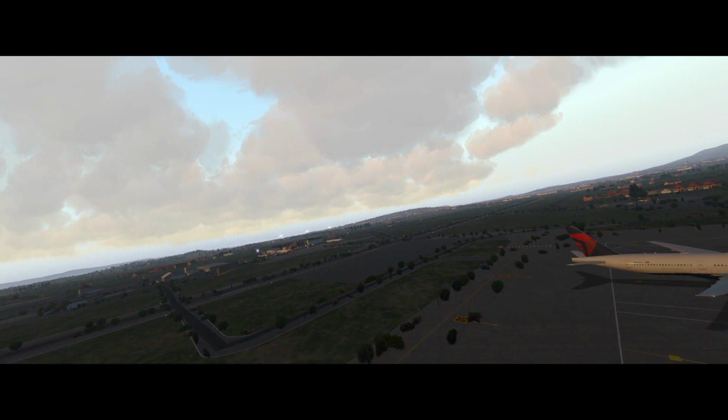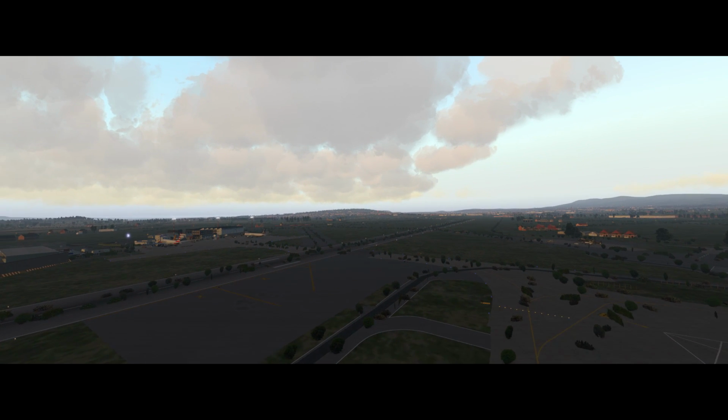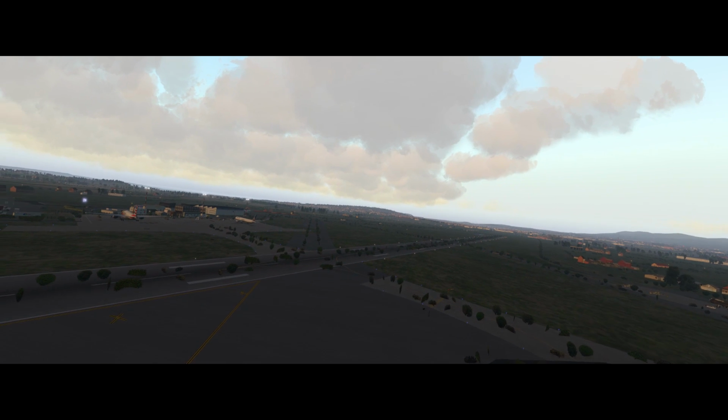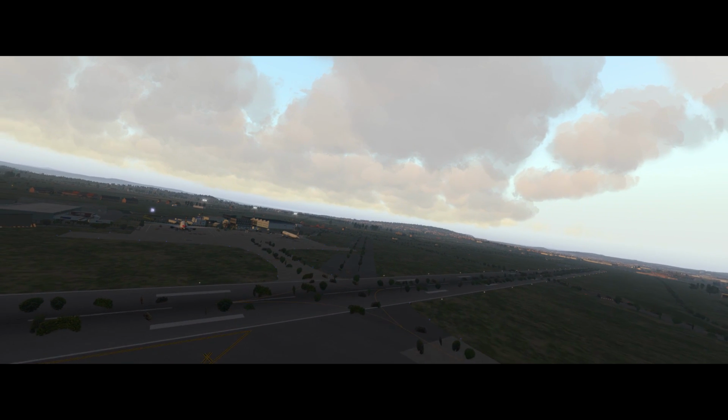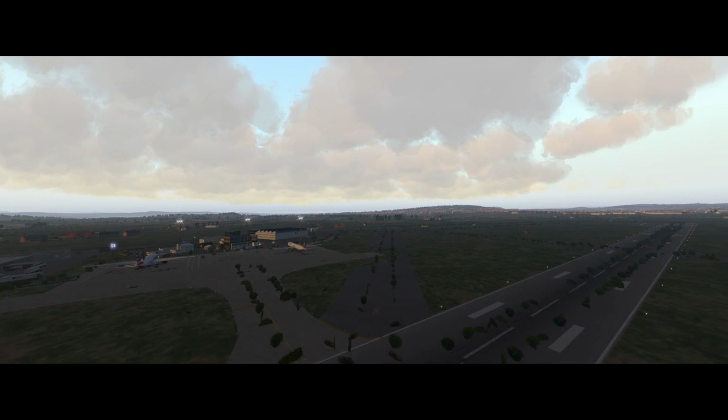I love the approach into Edinburgh. Before I turn off the music, I really do like the approach into Edinburgh. It's a lovely long approach. You follow the coast. You come over the A1, and it really is nice. Anyway, let's have some music.